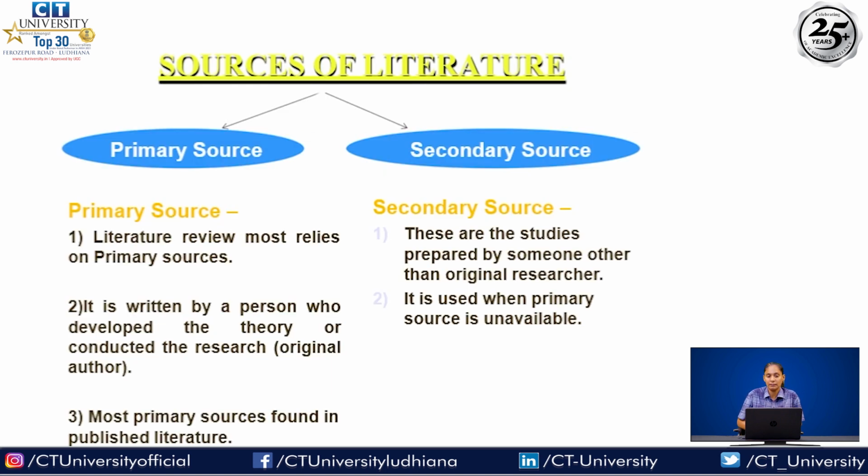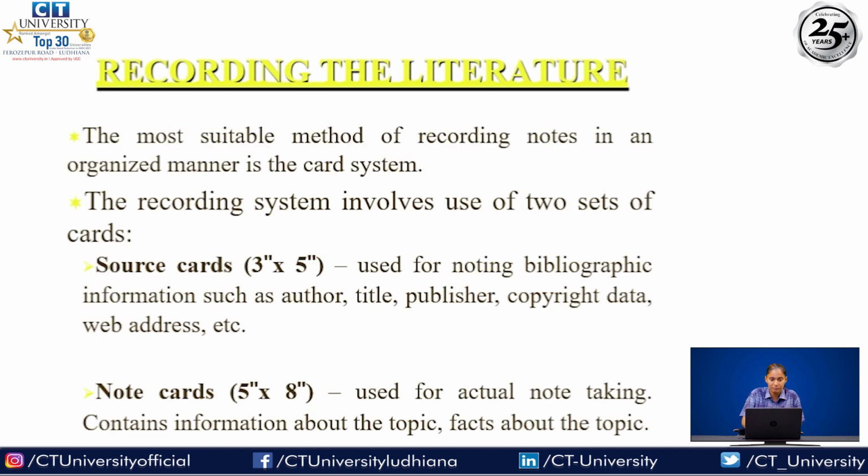Sources of literature: primary source and secondary source. Firstly is primary source. Literature review mostly relies on primary sources. It is written by a person who developed the theory or conducted the research, the original author. Most primary sources are found in published literature. And secondary sources are the studies prepared by someone other than the original researchers. It is used when the primary source is unavailable.